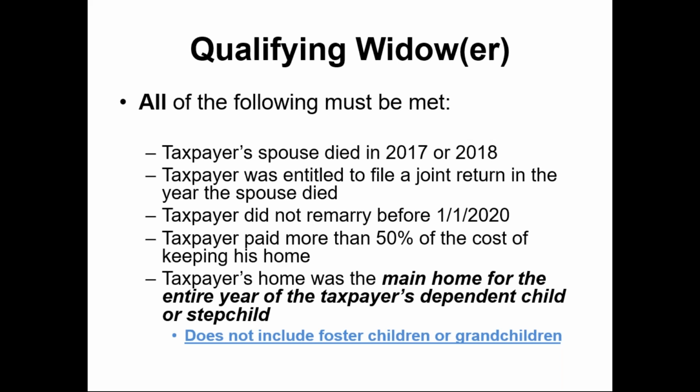One is that the taxpayer's spouse had to have passed away in 2017 or 2018. So if a taxpayer's spouse died in the current year, you can file jointly. If they've passed away in the prior 2 years, you may be eligible to claim the qualifying widow or widower with dependent children. So as long as you were able to file a joint return the year that your spouse had died, you did not remarry before January 1st, 2020, you paid for more than half the cost of keeping up your home, and the home was the main home for the entire year.